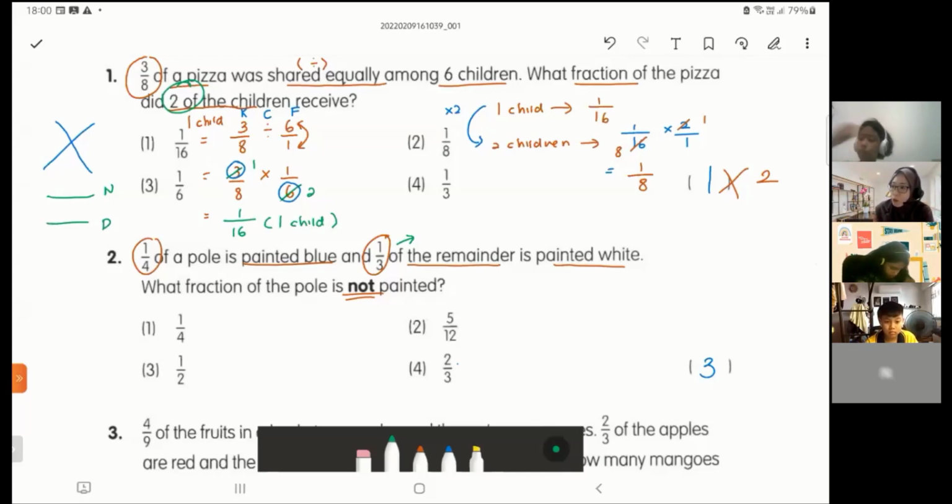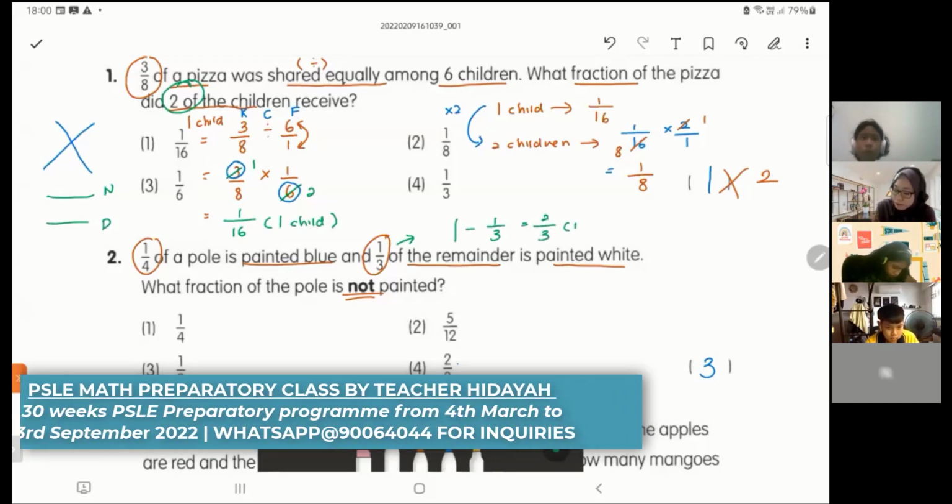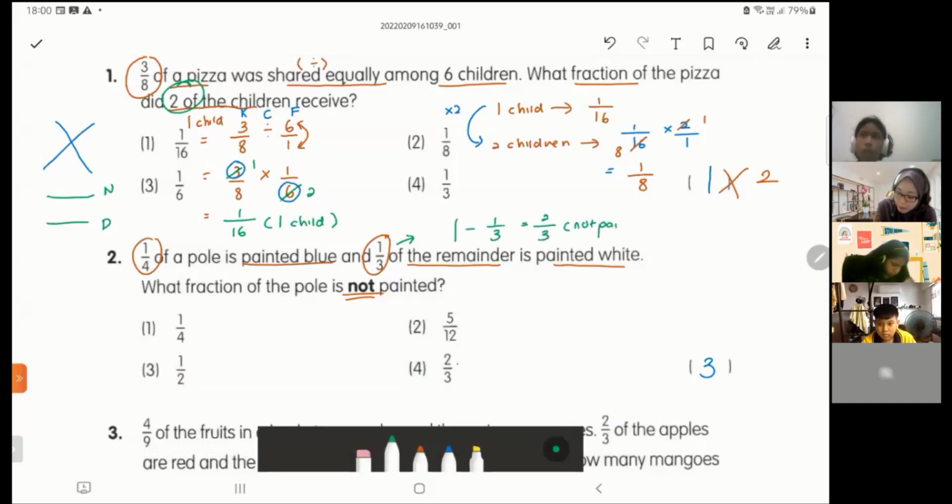You get it? So you can just focus on 1/3. If you focus on 1/3, those that are not painted will be 1 whole minus 1/3. That is 2/3. This is not painted. But am I done? Because this is not for the whole pole. I want what fraction of the pole, meaning the total pole. So what about this? 1/4 is painted blue. The rest that's not painted blue will be 1 whole minus 1 over 4 equals 3 over 4.